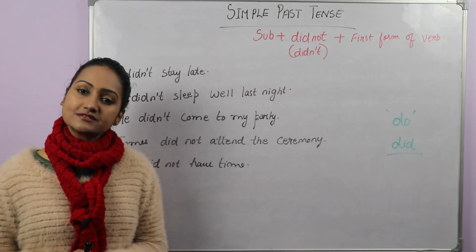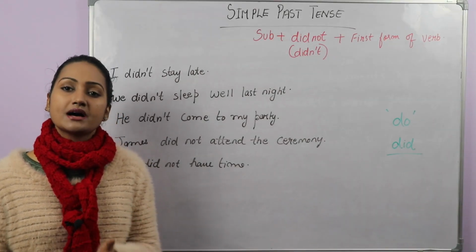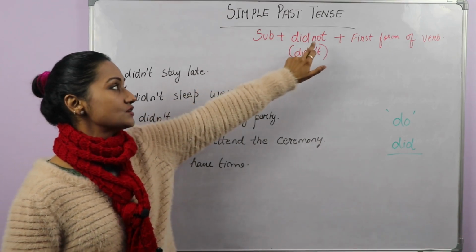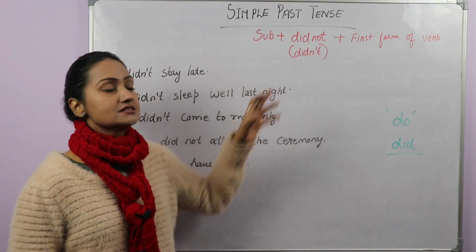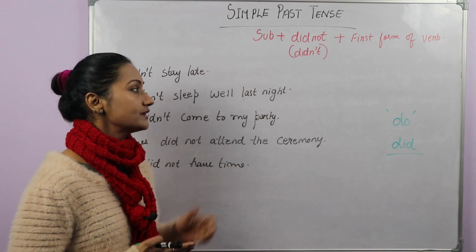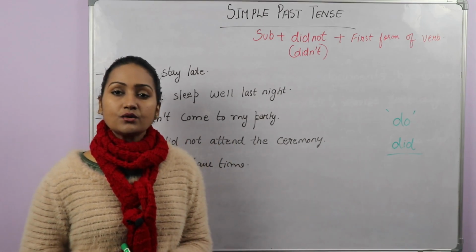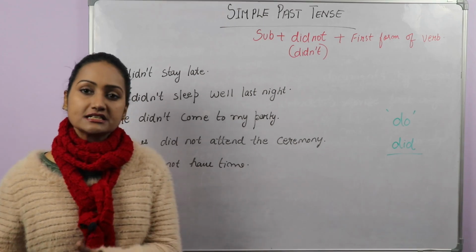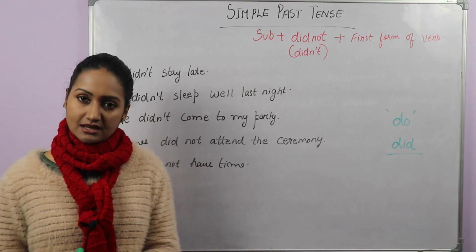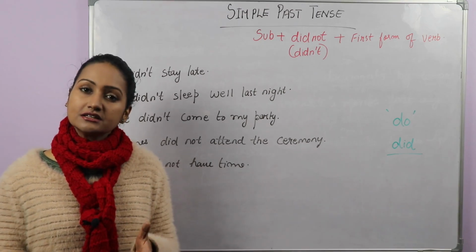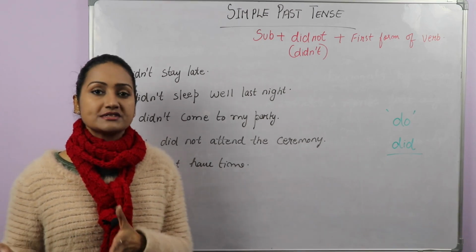How to make negative sentences in simple past tense. So here the rule is subject plus did not or didn't, didn't is the contracted form of did not, plus first form of the verb. Now we simply know that we can change a positive sentence into a negative sentence by adding not. But that is not the case with simple past tense. Here the case is different. I'll tell you what happens here.